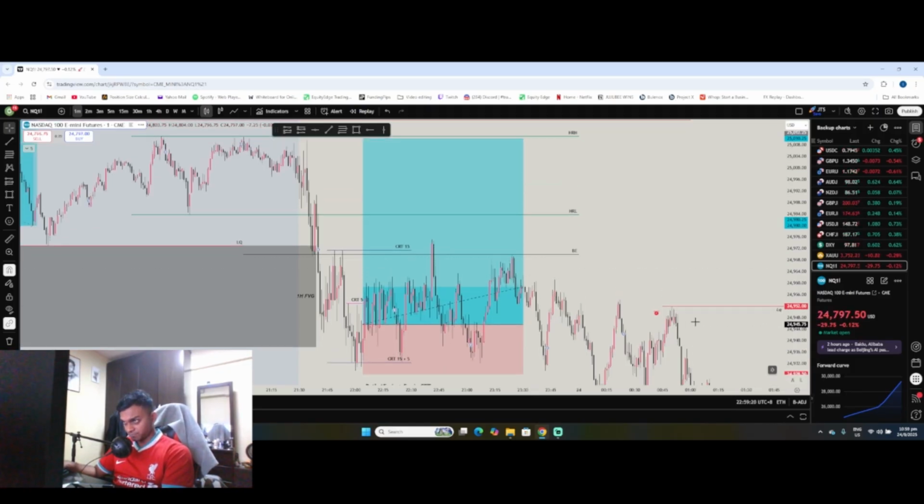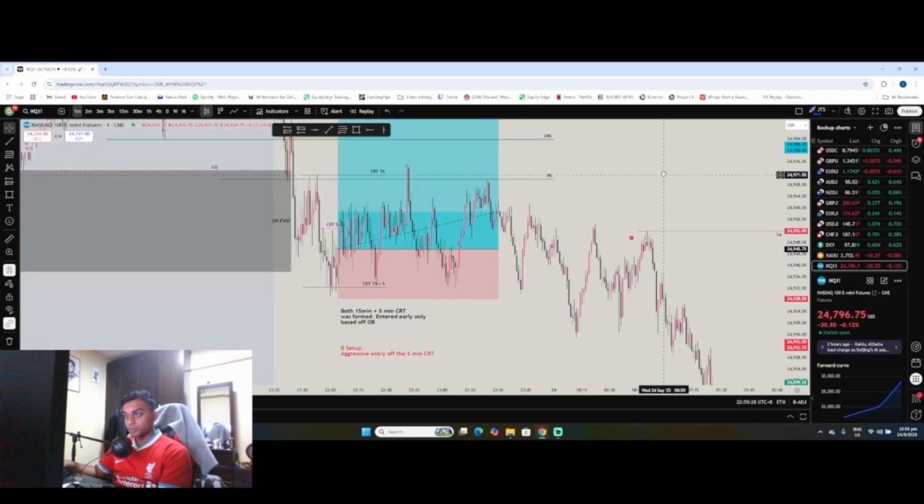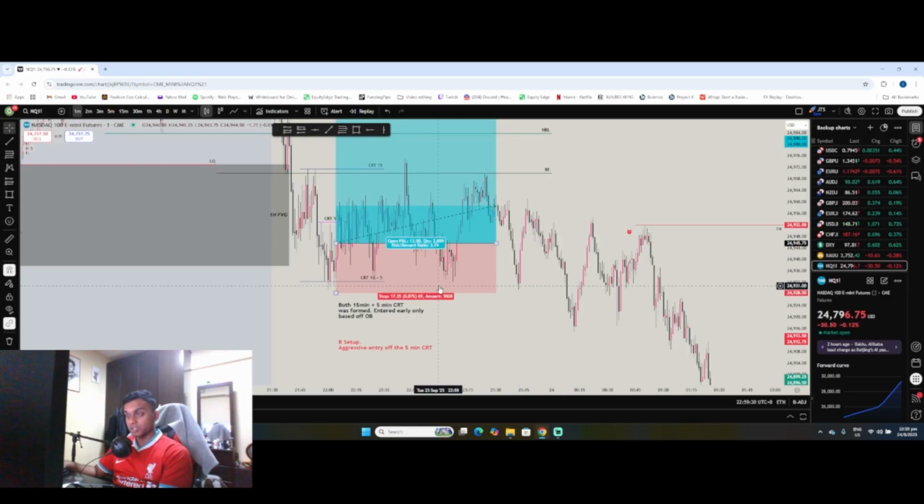All right, so as you can see, it went to hit TP and then hit our break even point, which is here, and then we are out of the trade. Right, so both the 15-minute and the 5-minute CRT were formed. We entered early only based off the order block, so this is considered a B setup.